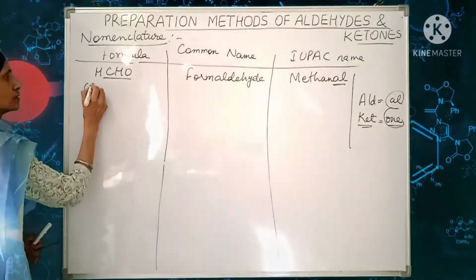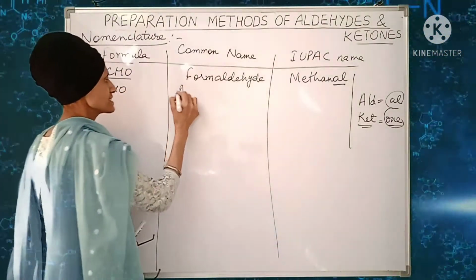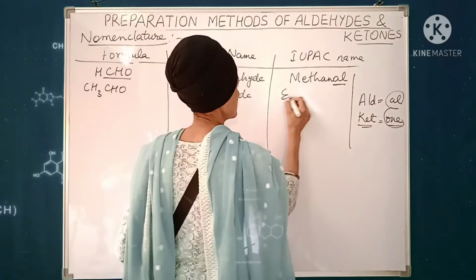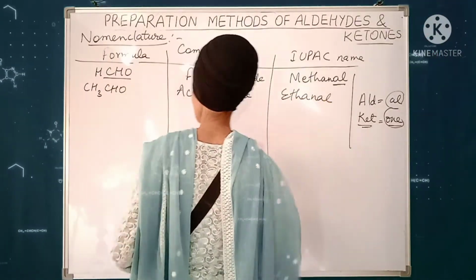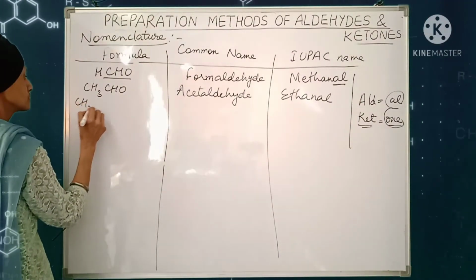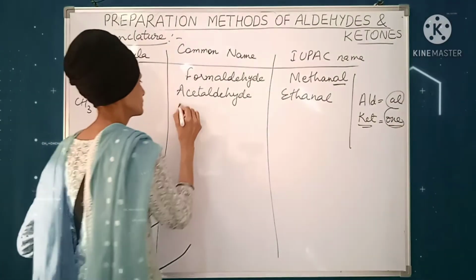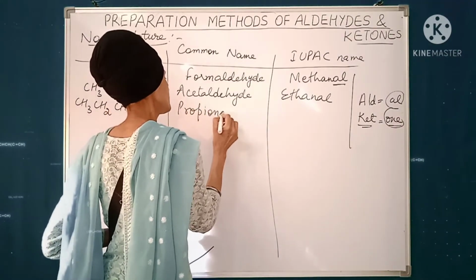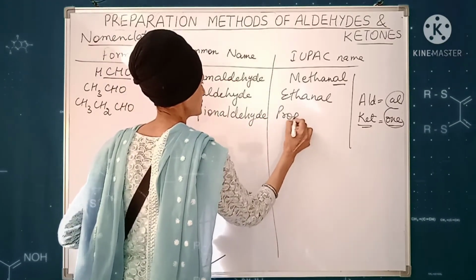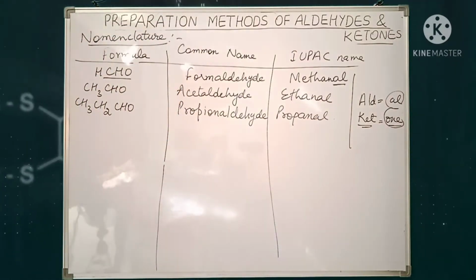Coming to the next aldehyde, here we have two carbon atoms. The common name is acetaldehyde and the IUPAC name will be ethanal. Then coming to the next compound, having three carbon atoms, it is propionaldehyde, and propanal will be its IUPAC name.